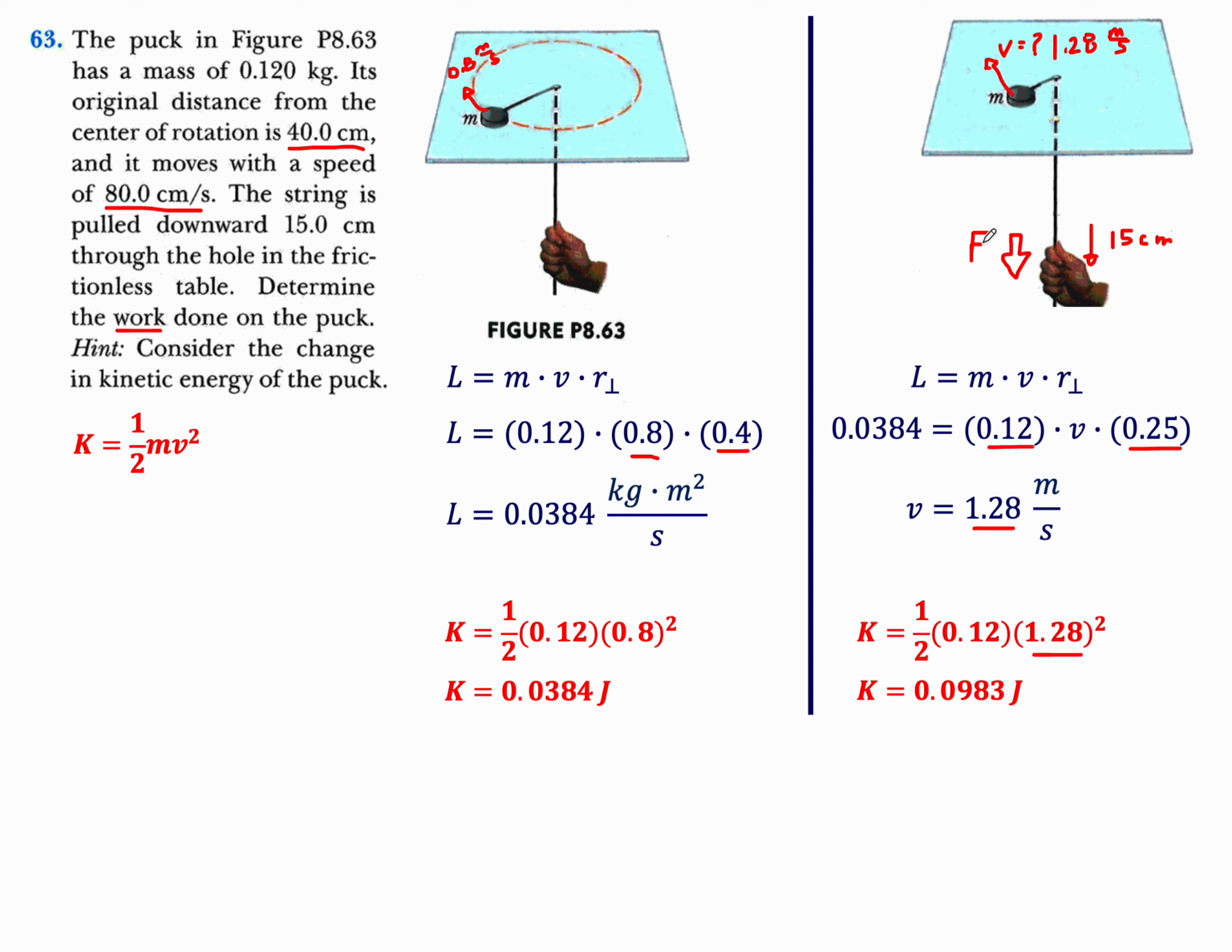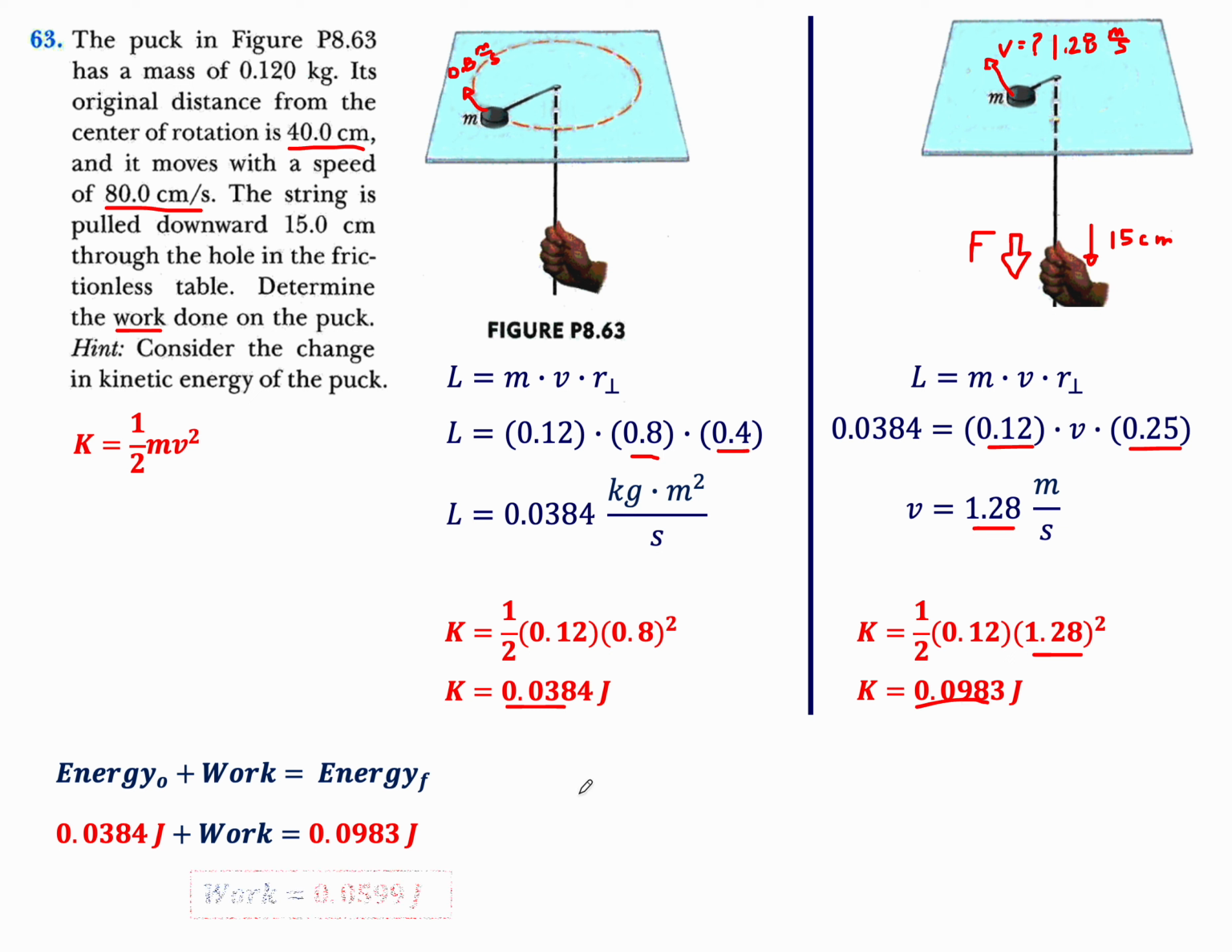How much work did we do? Well, we know initial energy plus work equals final energy. In this case, the initial energy was 0.0384 joules from right here. The final energy was here. That shows up there. And the work done in this case, about 0.06 joules. I went to 3 sig figs. 0.0599 joules of work. Yes, it's positive. The system gained energy.